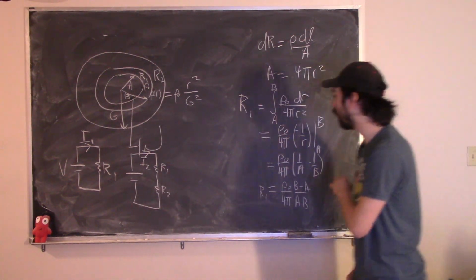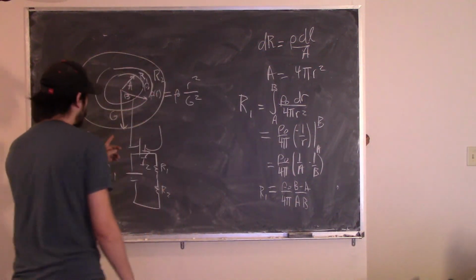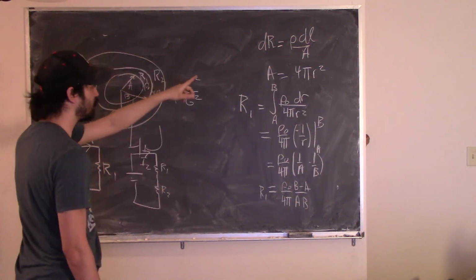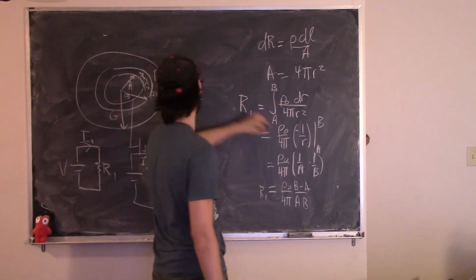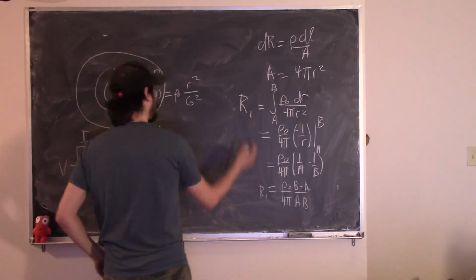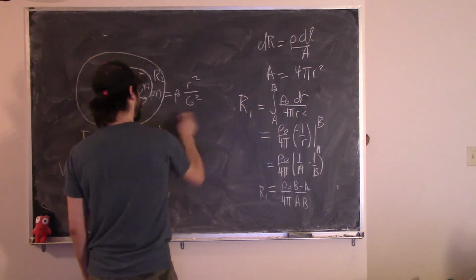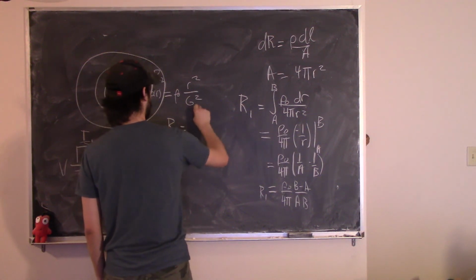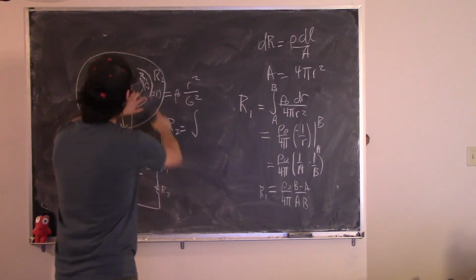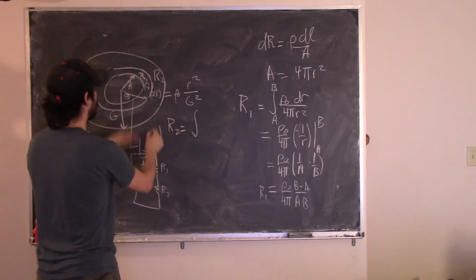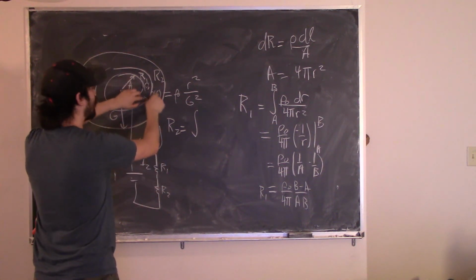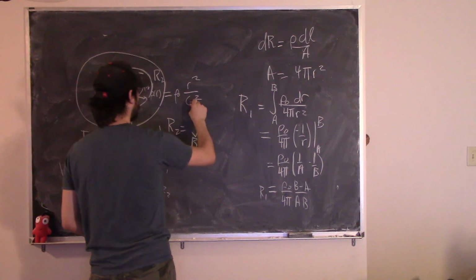R2 is going to be the same thing, only instead of rho 0, I'm going to have this rho as a function of r, which actually makes this calculation a little bit easier, you'll see. So R2 is going to be equal to the integral. This one goes from B to G, because R2 starts at B and ends at G.